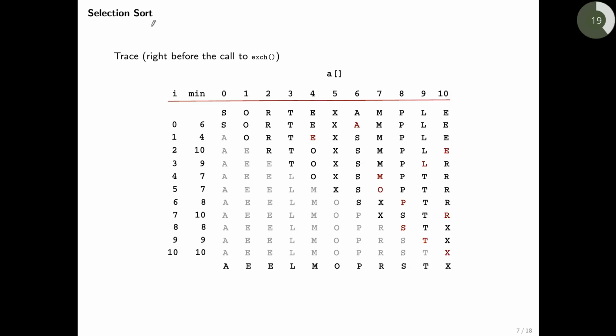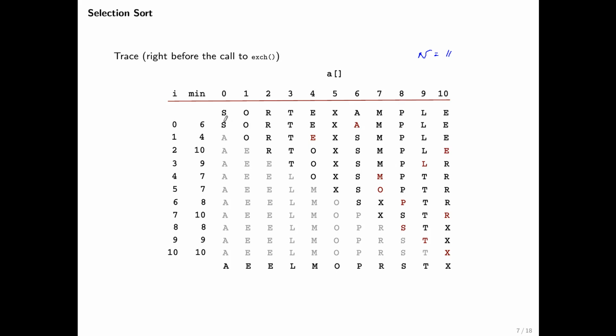Let's look at a trace of this algorithm. And this trace is right before the call to that exchange method. So let's go through this. Our inputs are these S, O, R, T, and so on, and these are stored in the array A. So n here is a dot length, which is 11, right? So what are we looking at here? We're looking at the values for the two variables I and min, and these values are right before the call to exchange.